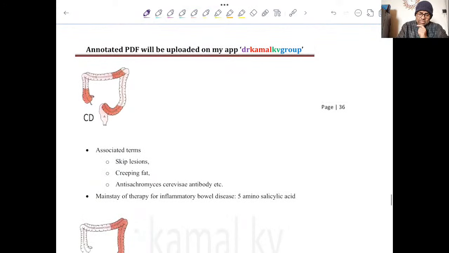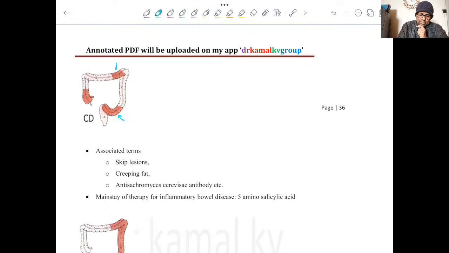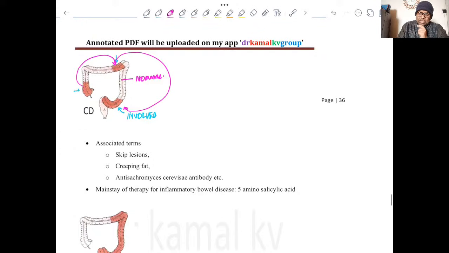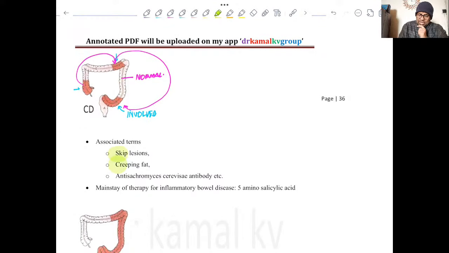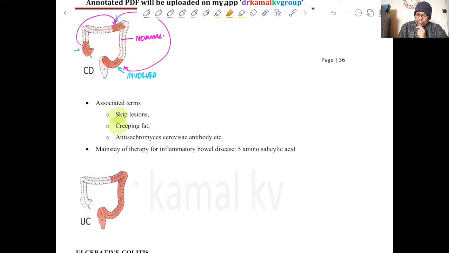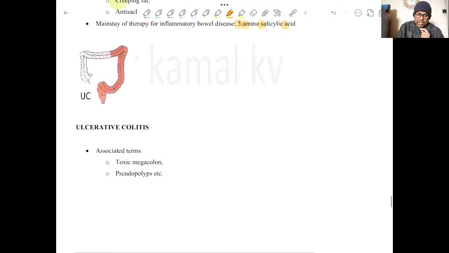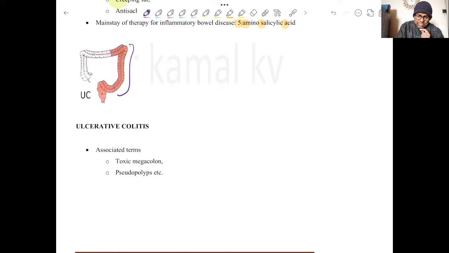Crohn's disease, you can see the classical skip lesions. So these are involved areas, and these are the intervening normal areas. So it seems the disease is skipping something like this, right? So these are skip lesions, there is creeping fat, ASCA antibodies, and we need to give 5-aminosalicylic acid. Then in ulcerative colitis, we will see a continuous lesion, and there can be toxic megacolon or pseudopolyps.